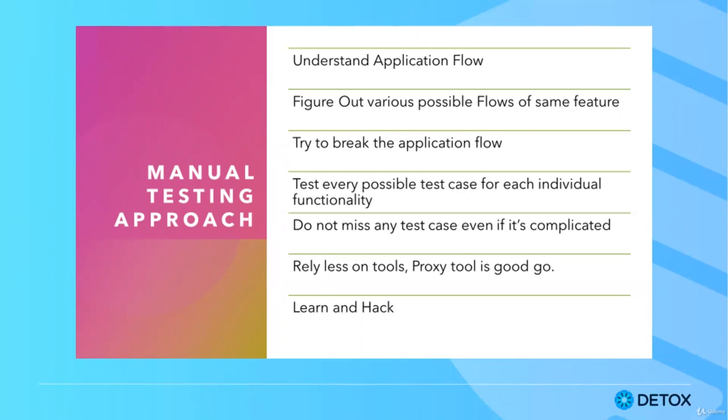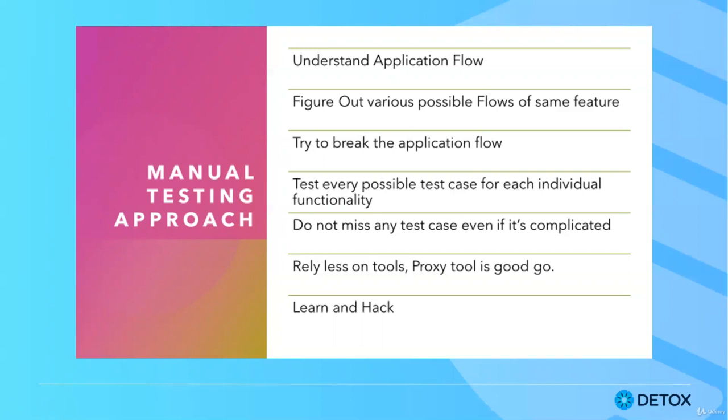Rely less on automated tools like the automated vulnerability scanners available on the market. Although they might be good, they will miss a lot of things which your manual pen testing approach will catch. Proxy tools such as Burp Suite are good to go, and there are a lot of extensions which you can use to assist your pen test. Again, they are not to find the security issues, but to assist you while you do the pen test, right? If you are not sure about something, if you don't know a particular attack, but you suspect there is a chance of this vulnerability, go learn it to the extent that you are able to hack it. So this is the manual pen testing approach.